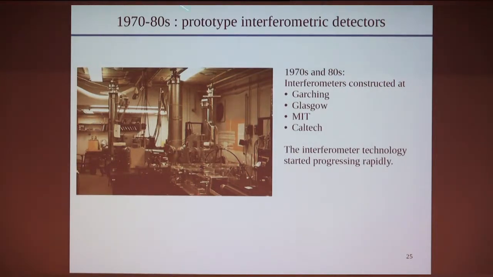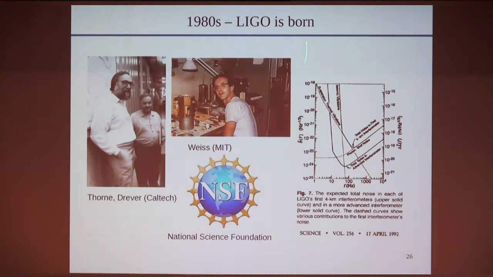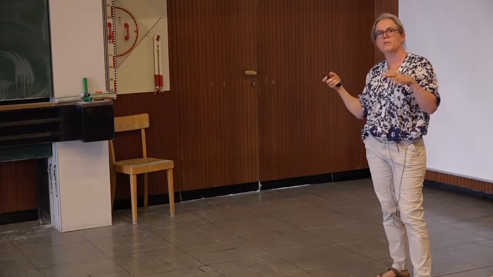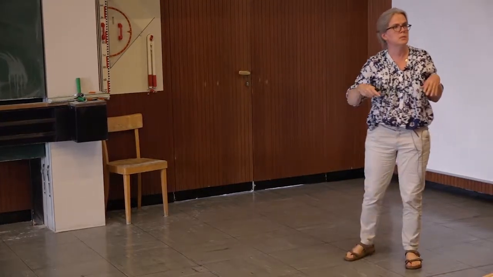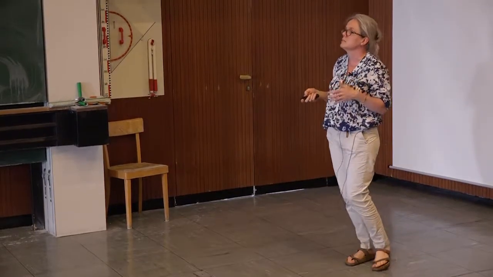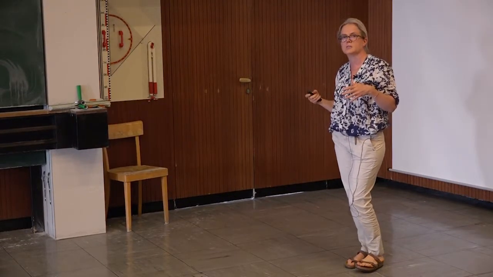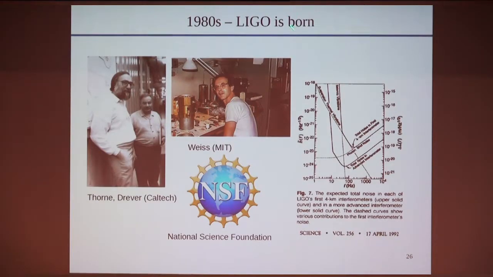So the technology in the 70s and 80s improved quite a lot. And in the end, you had a proposal. At that time, it was no more prototypes of a few meters, but the big detectors on Earth to really detect gravitational waves. So there were two proposals, one in the US, funded by NSF, proposed by Weiss, Kip Thorne, and Drever, these three guys. They made this proposal in 92, and it got accepted by NSF.